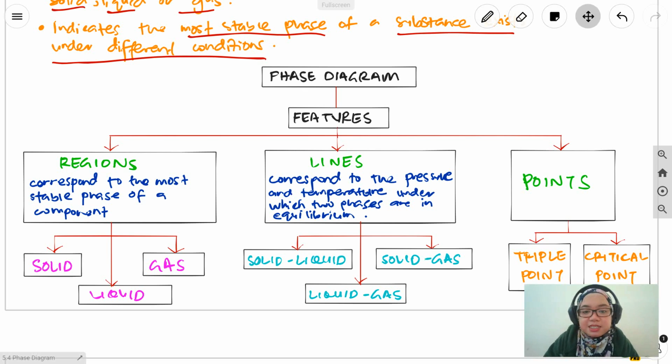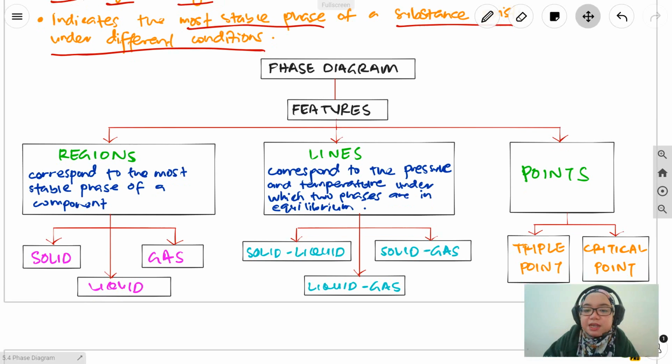Okay, and then we got lines. These lines correspond to the pressure and temperature under which two phases are in equilibrium. Kita ada solid liquid equilibrium line, solid gas equilibrium line, and liquid gas equilibrium line. And we are going to look at that right after this. And then we have points. We have 2 points that are shown inside the phase diagram that we are going to identify later. The first one is triple point, and the second one is critical point.